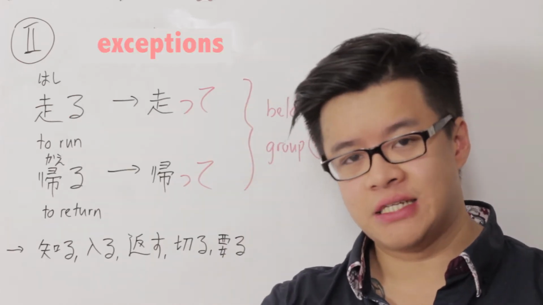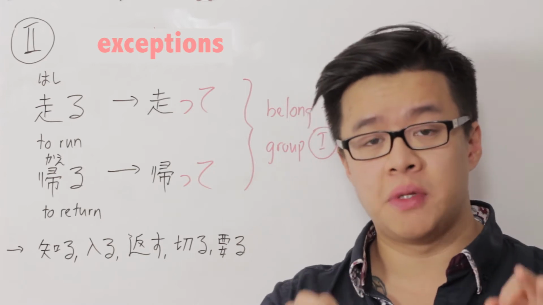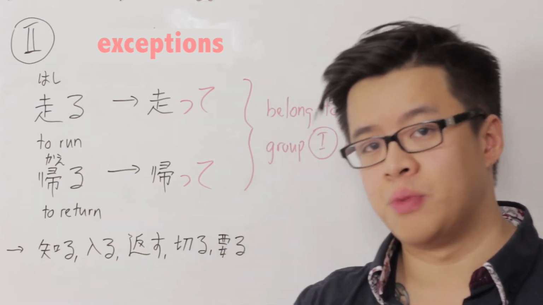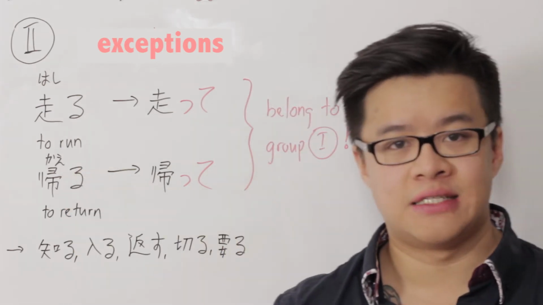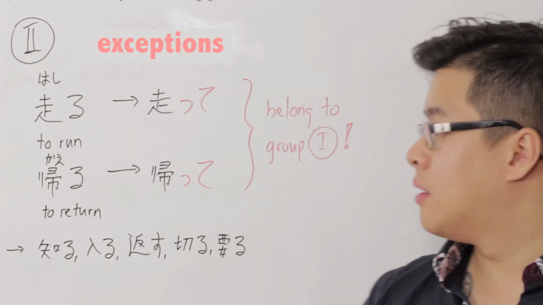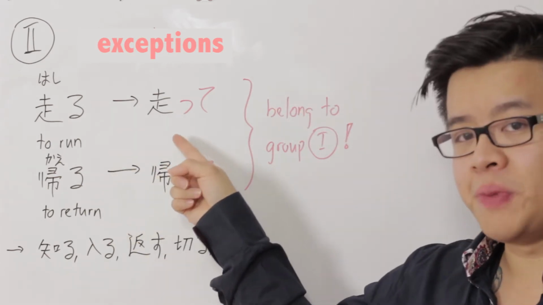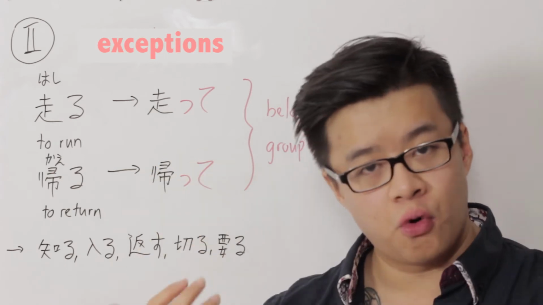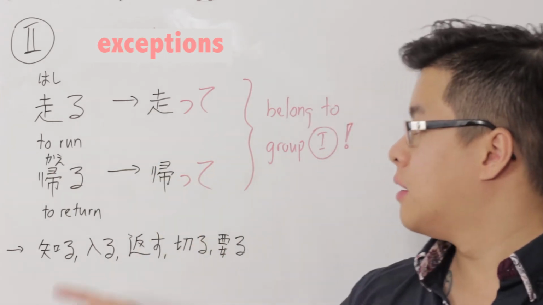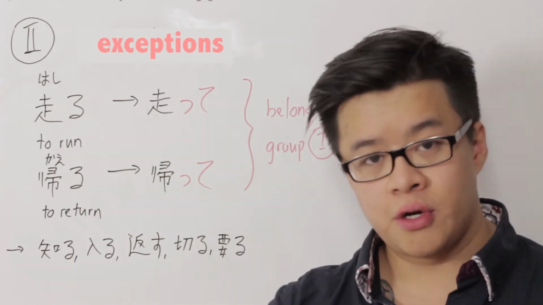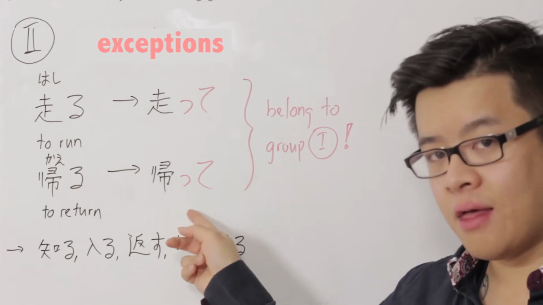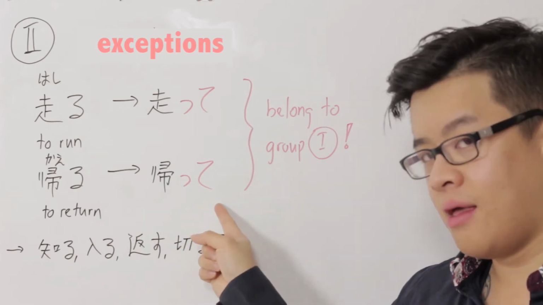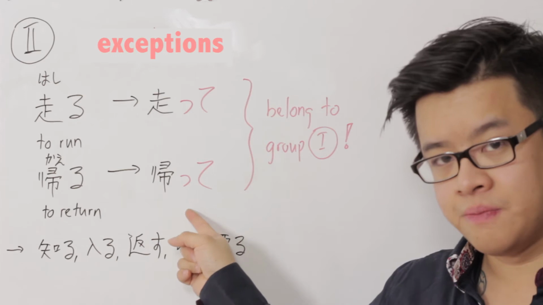Some verbs end in iru or eru, but they belong to group number one, not group number two. For example, hashiru, to run, becomes hashite. So you basically apply the rules that we learned before from group number one. Kaeru, to return, kaete. So you don't just simply add the te, you also need the small tsu.